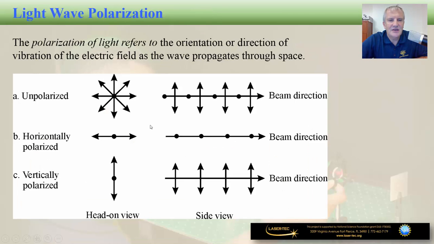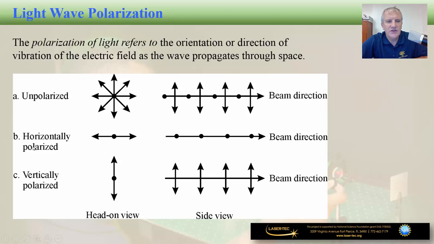So here's the slide that explains polarization, the different types of polarizations, in a little greater detail. In case A, we can see here that if you're looking in the direction of the wave coming towards you, and that wave is basically represented by this dot here, you can see that in the case of unpolarized light, the electric field is basically vibrating in all possible directions.